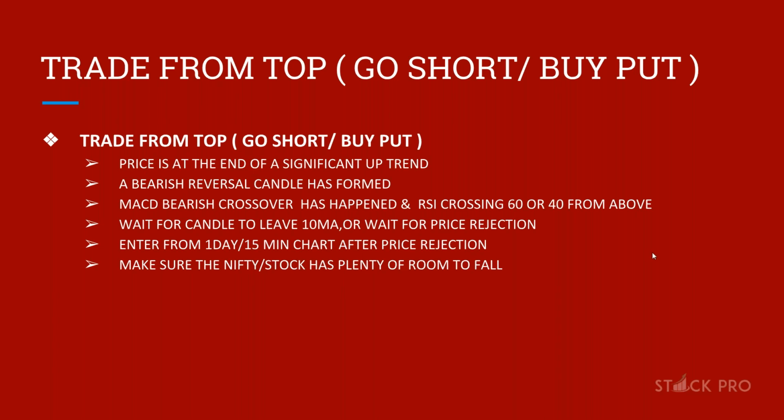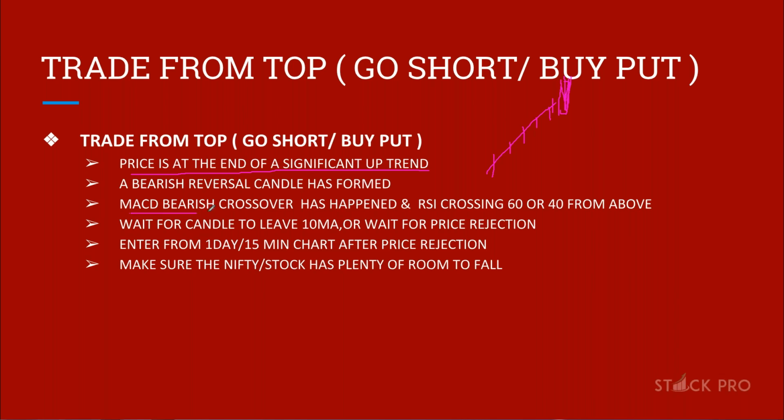So the first point that you have to keep in mind is that the price is at the end of a significant uptrend. Means the price should go up, and there should be an end to this price. How do you get that end price? These candles are all green candles, and this candle should be giving you any bearish reversal pattern. It could be a bearish engulfing, bearish harami, evening star, or dark cloud cover. Any of these 4-5 reversal patterns should form.